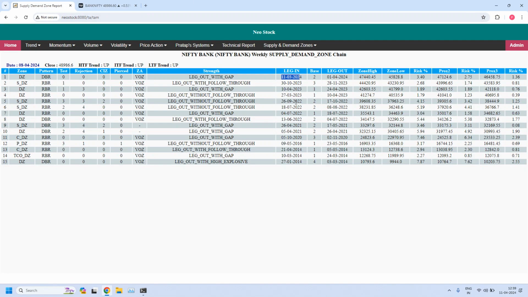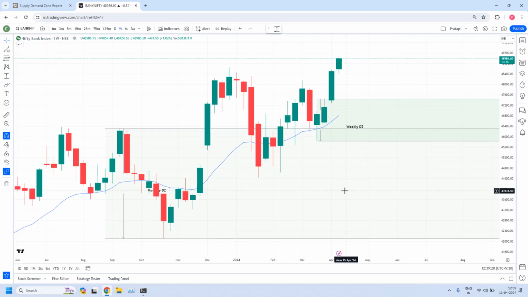So let us check from the software also. See, the LTF trend is up. The current time frame is weekly, so the weekly trend is uptrend. So it is bullish. Currently the stock is bullish. It is supporting a bullish trade setup. It will support any swing traders who want to plan trades.